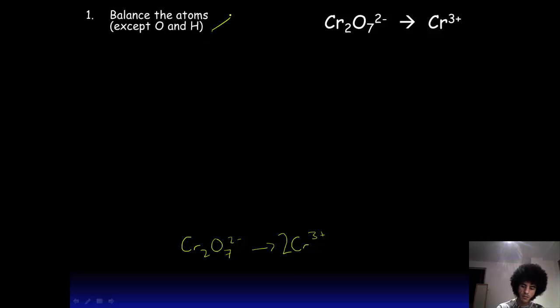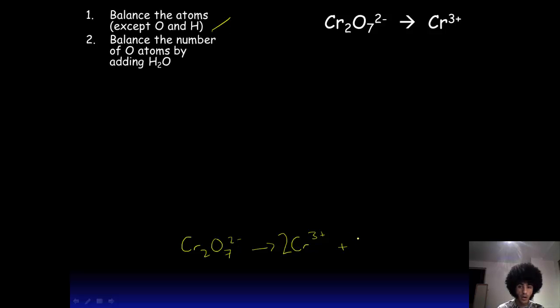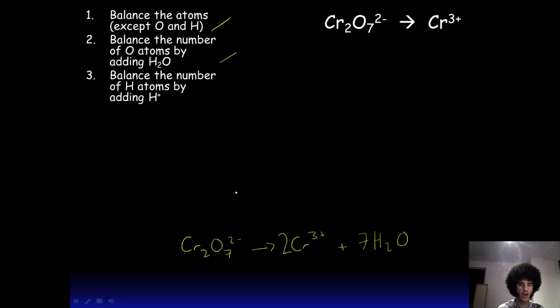My next step is to balance the number of oxygen atoms by adding H2O. I've got 7 oxygens here, I need 7 on this side, and the only way I can do that is by adding 7 H2O. Done. My next step is to add hydrogen. Because I've added 7 lots of H2, that's 14 hydrogens.